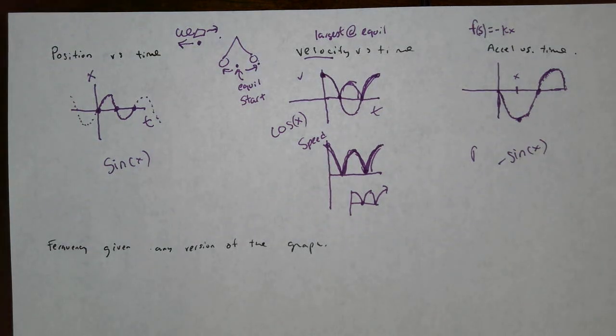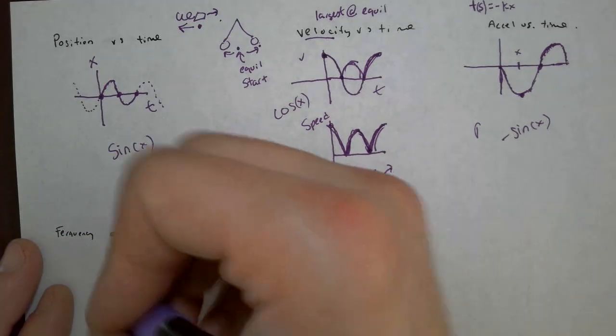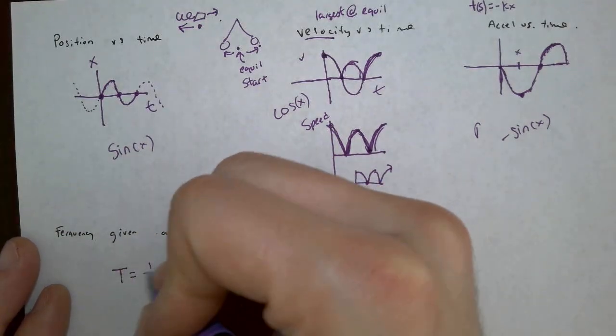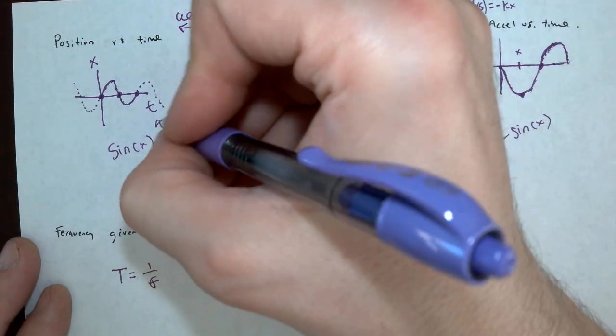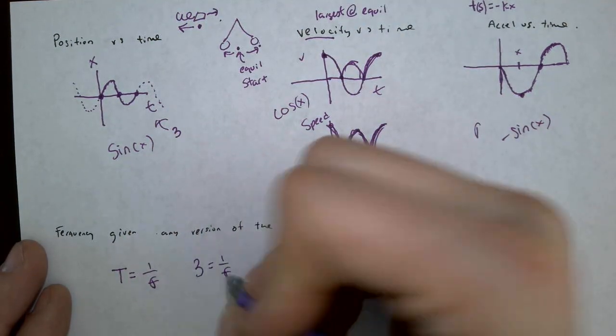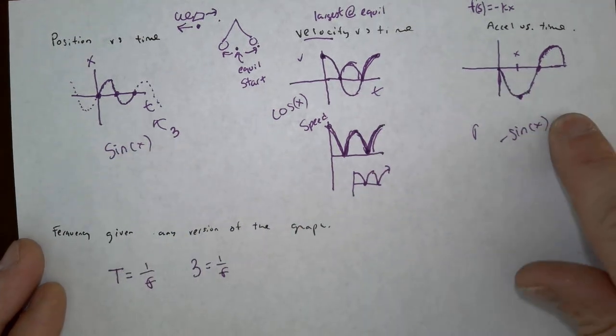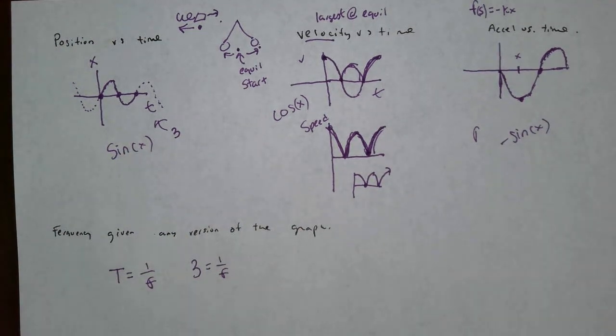Okay? So the frequency, if you're given any version of this graph, you look at the period, and the period is 1 over the frequency. So if the period of this guy was 3 seconds, then you would do 3 is equal to 1 over frequency. And that would be true for the position, the velocity, or the acceleration. Does not matter. As long as you can find the period, you'd be good to go.